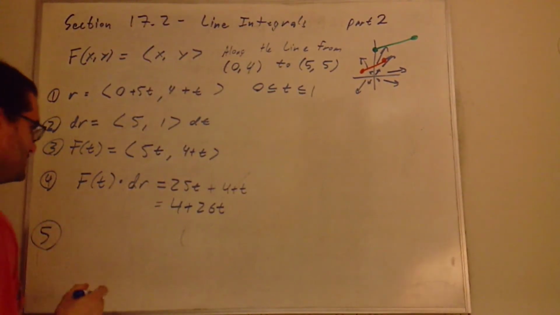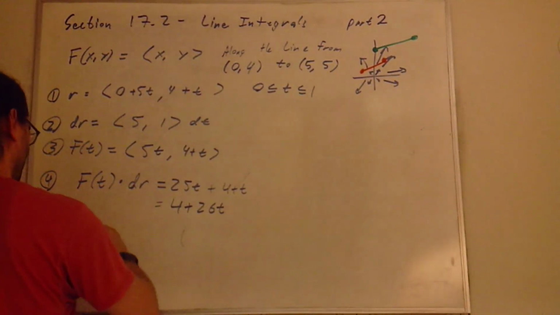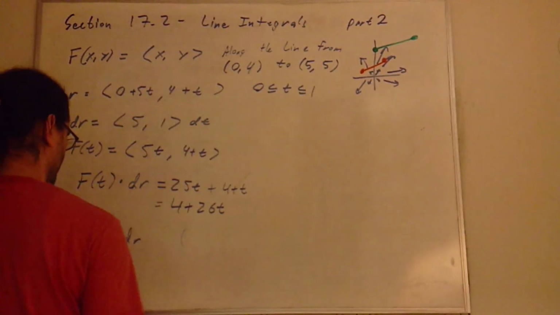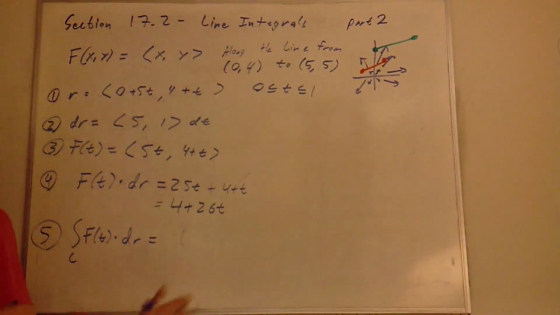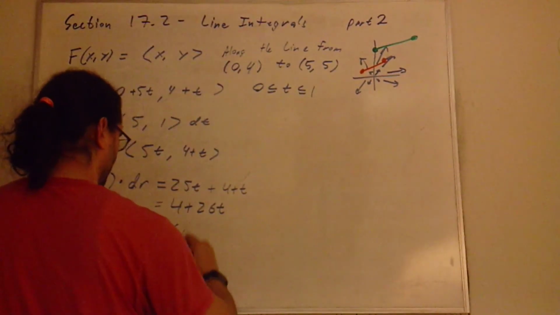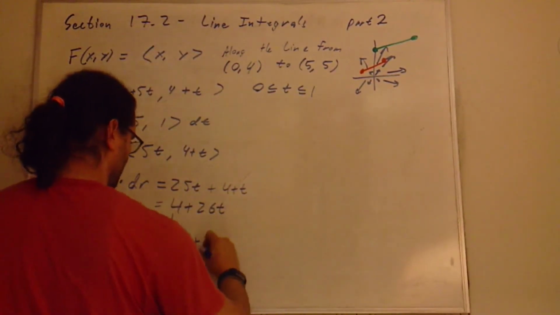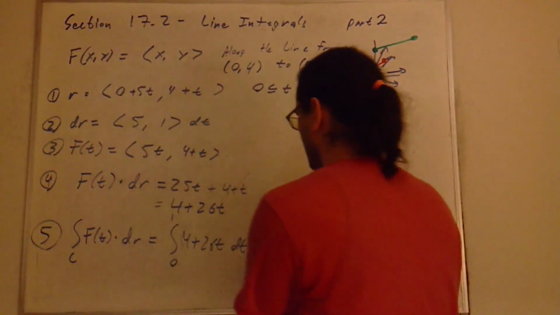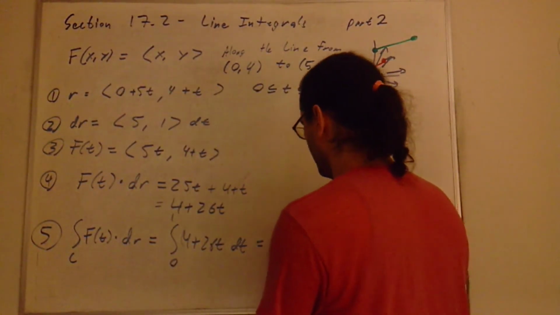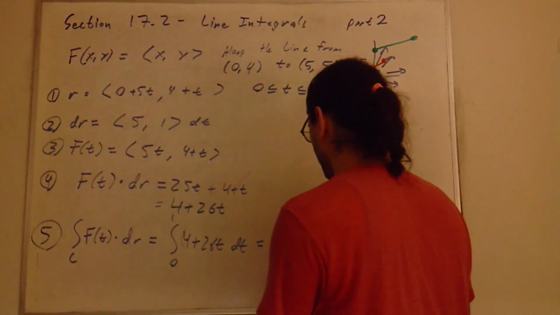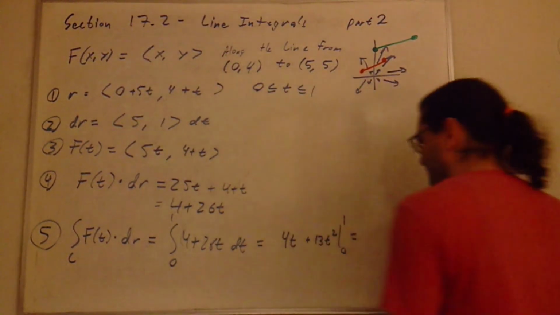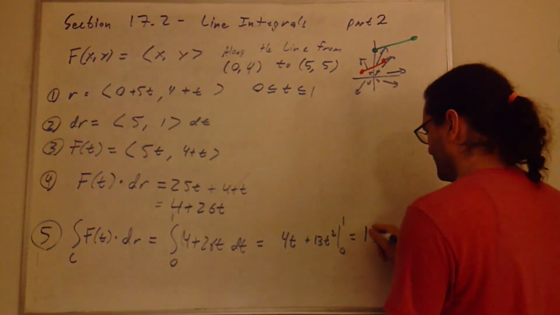Step 5, of course, is integrate. The integral over the curve of the dot product between the vector field and tiny little pieces of the path is the integral from 0 to 1 of 4 plus 26t dt, which is 4t plus 13t squared from 0 to 1, which should give me, I think, 17.